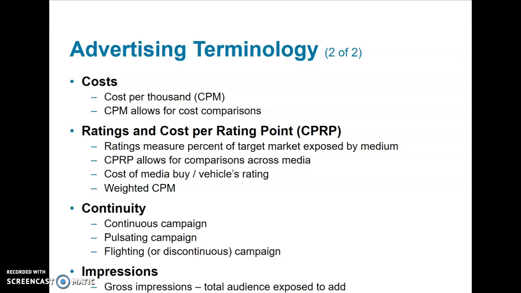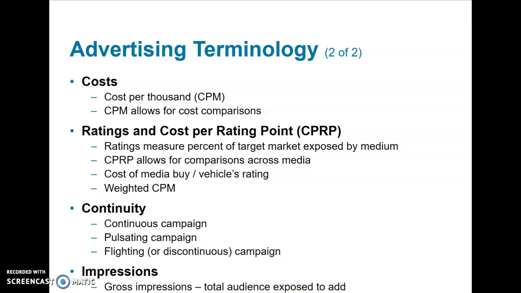Continuity. This refers to the exposure pattern or schedule used in a campaign. So a continuous campaign uses media in a steady stream throughout the campaign. Pulsating has expenditures throughout the entire campaign, but will also have bursts of extra spending. Flighting, this spends money on media at different times during the campaign and none at other times.